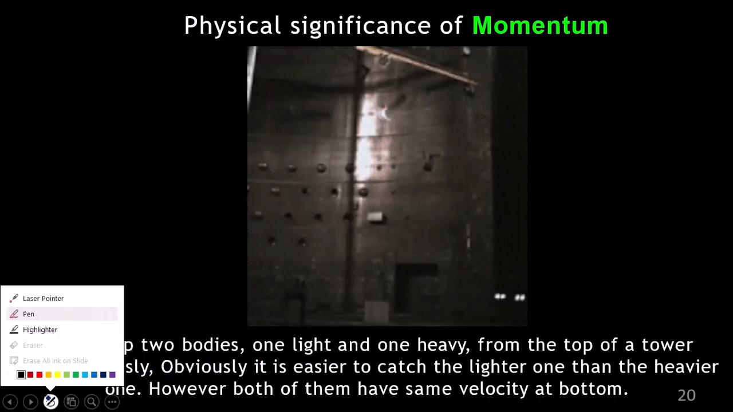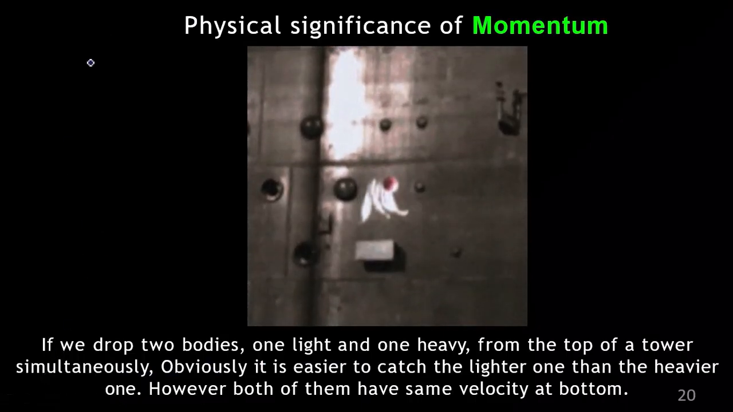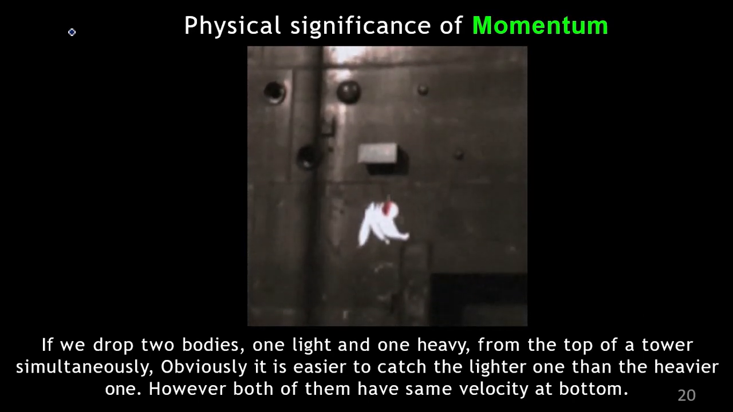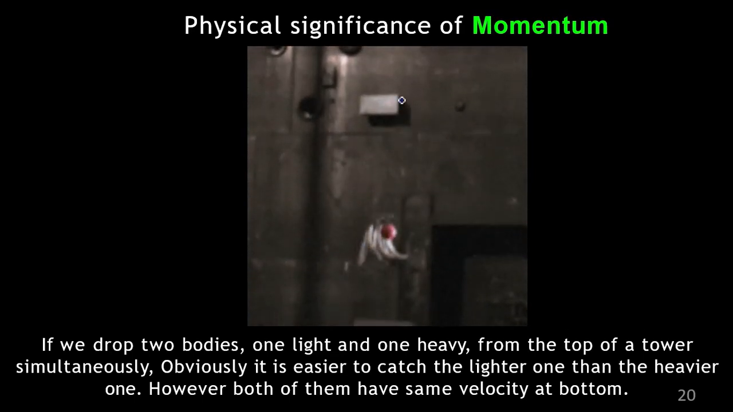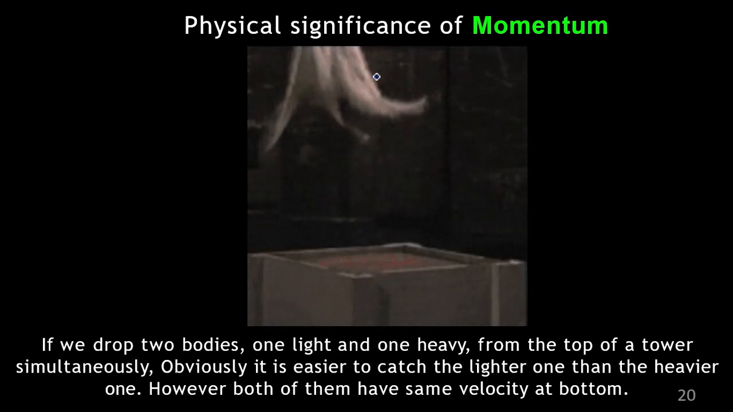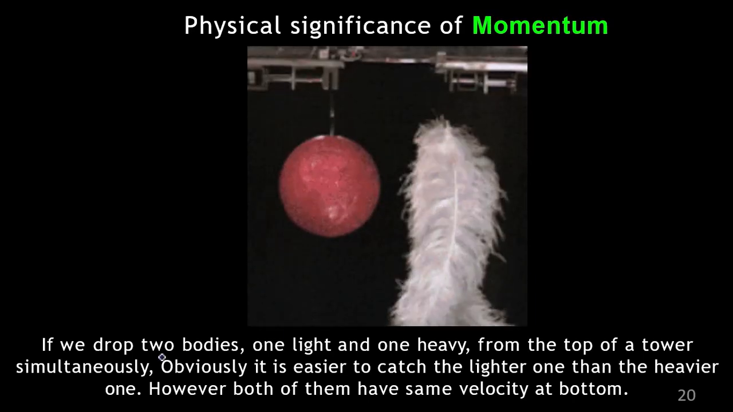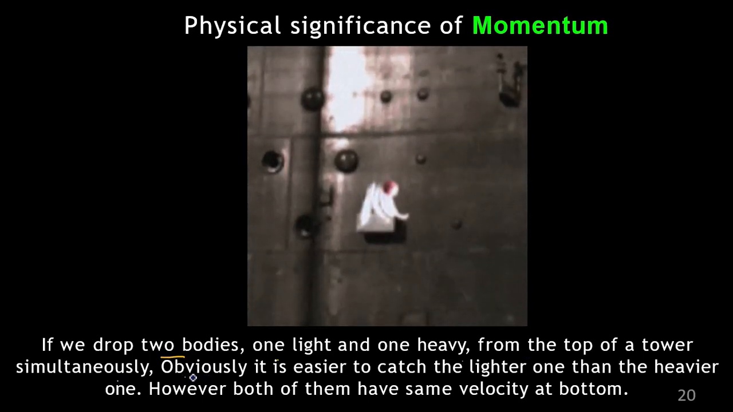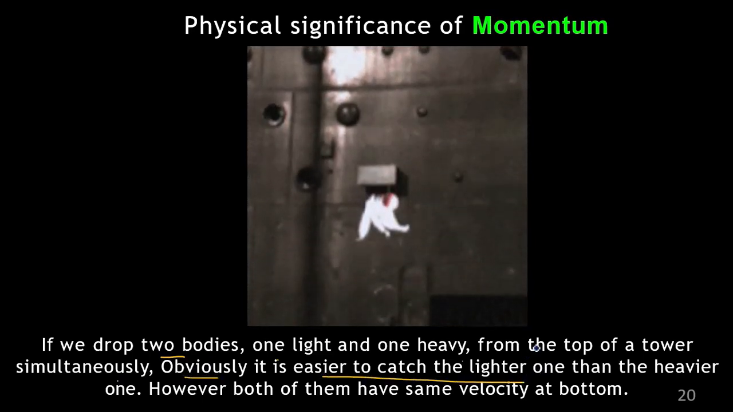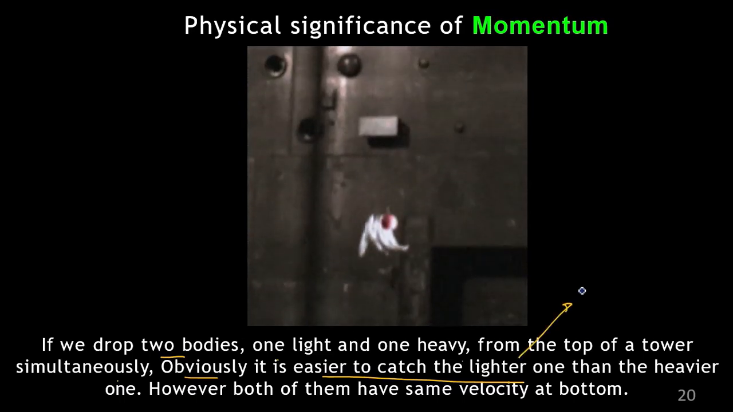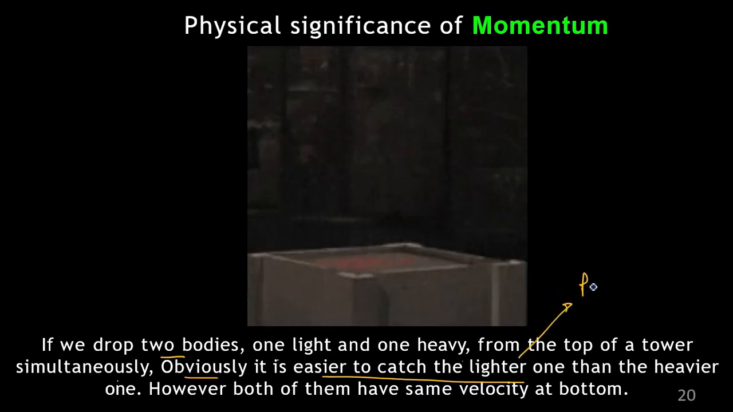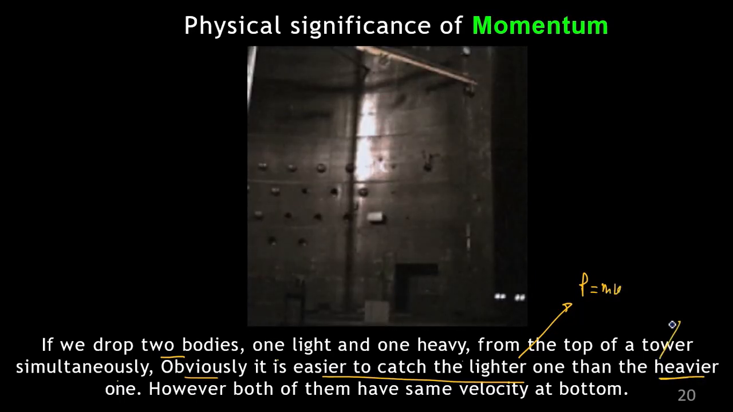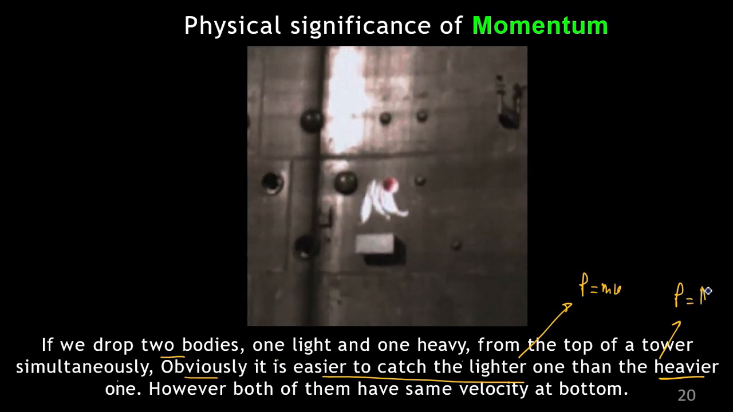Now, what is the significance of momentum? We understand that momentum is a measure of mass into velocity. Now, if I drop two bodies, one heavier and another lighter, from the top of a tower simultaneously, obviously it is easier to catch the lighter one. Why? Because the lighter one has a low value of momentum, which is small m into v. But for the heavier particle, momentum is higher, equal to capital M into v.